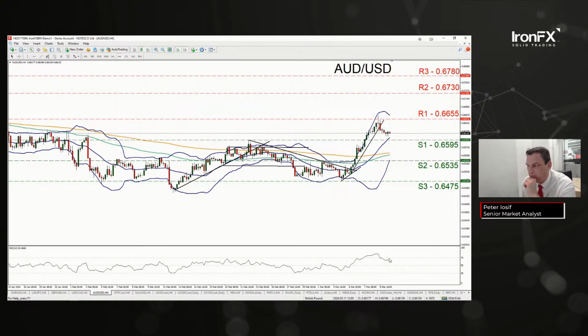For the time being, once again, I'm highlighting the switch from bullish outlook in favor of a sideways movement bias. However, that's only valid until the market decides on the direction of the pair's next leg. Let's move out of the FX market. Let's have a look at gold.